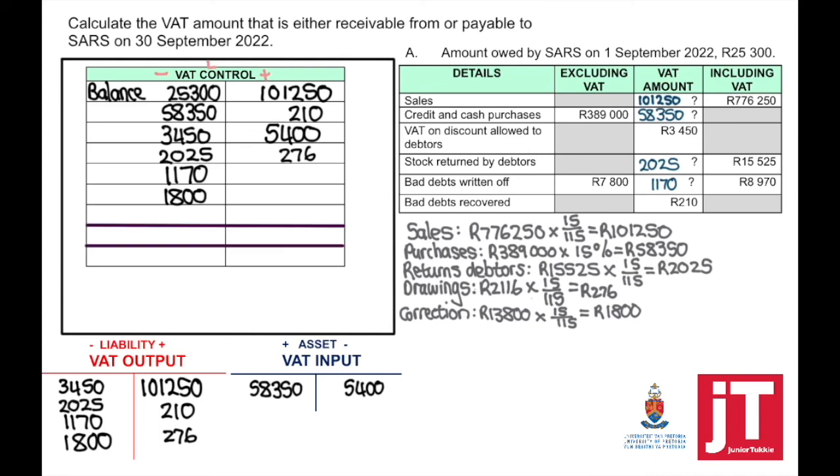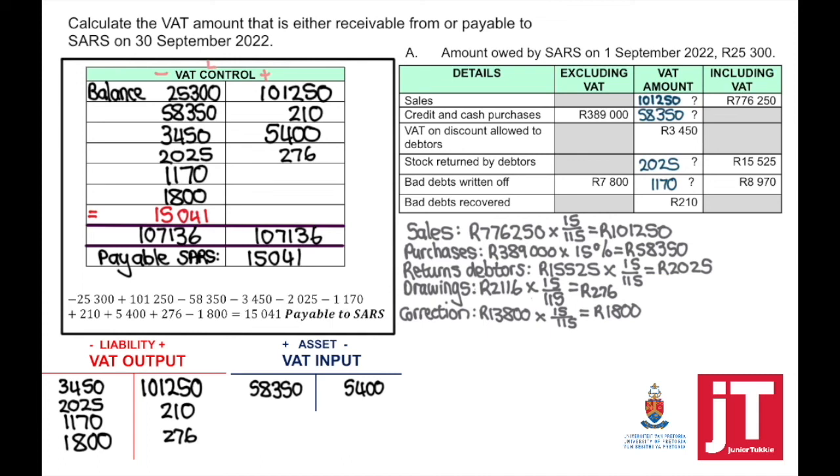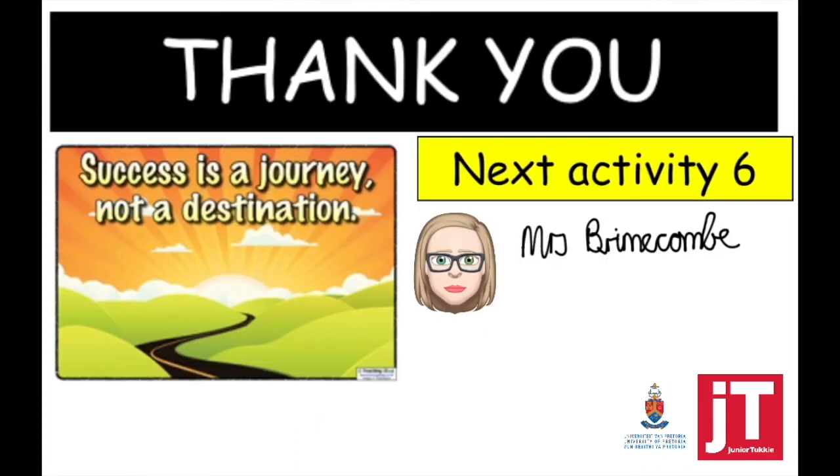Once we've completed all the transactions, we can calculate: do we owe SARS or does SARS owe us? If I do a VAT control account, it's easy to take note that the credit side is more than the debit side. So I'm going to add up the credit side minus everything on the debit side, which means 15,041 is the amount payable to SARS. Just a reminder, if you prefer not to do a T account and just do the calculations, then this will be 100% correct.